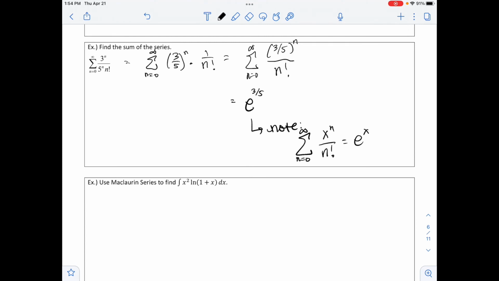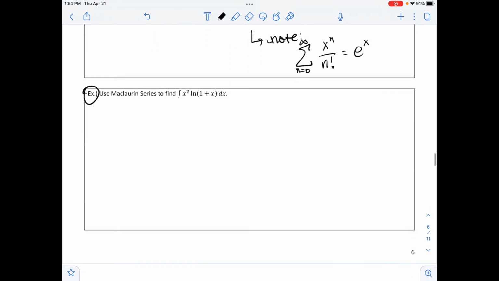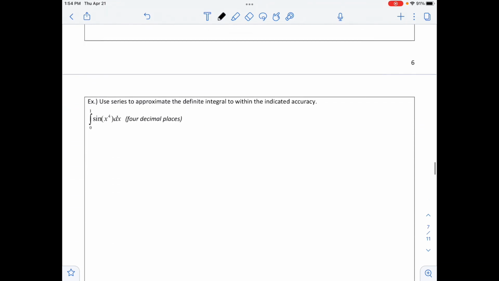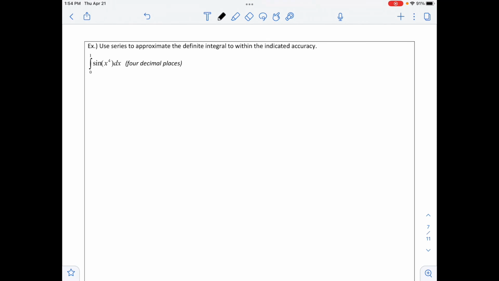The next example says use the Maclaurin series to find the integral of x squared ln of 1 plus x dx. And I'll circle that one, and we'll look at that one together in class. The last example that we have says use the series to approximate the definite integral within the indicated accuracy. So for this problem, it wants us to estimate the integral from 0 to 1 of sine x to the fourth dx, correct to 4 decimal places.